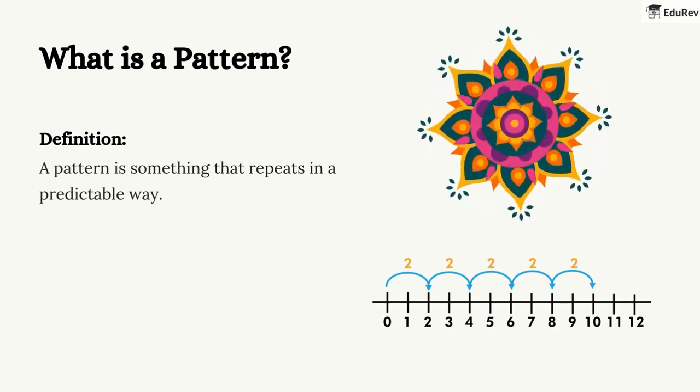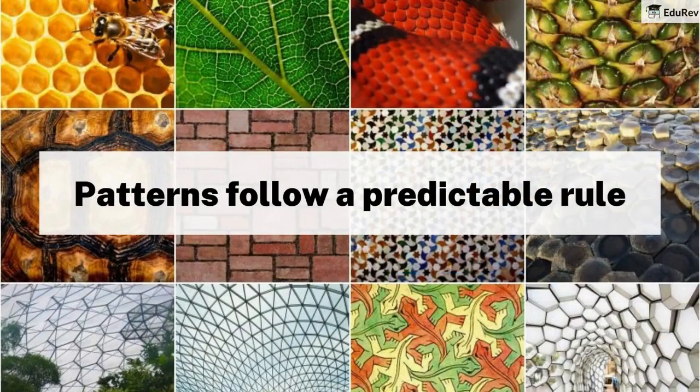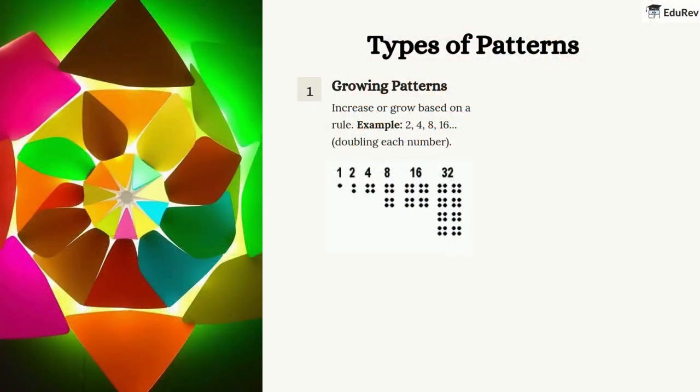Patterns can be visual like designs or numerical like numbers. The most important thing is that they follow a predictable rule. Isn't it fun to notice patterns around you? Now, let's talk about the types of patterns.